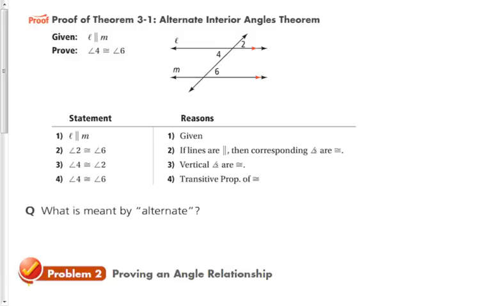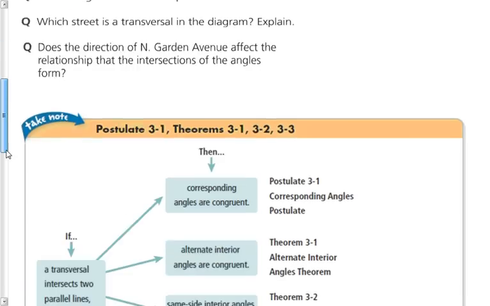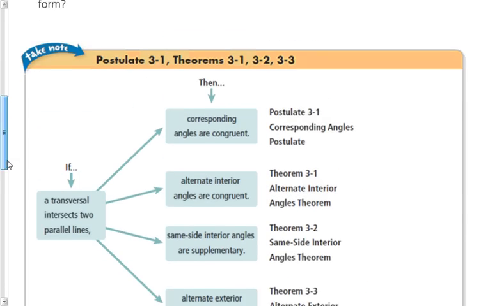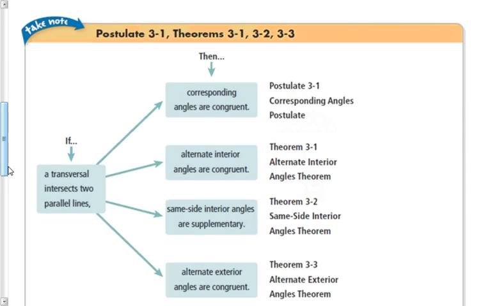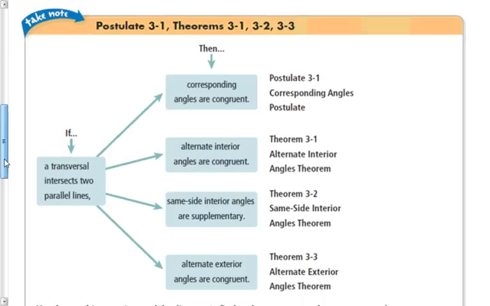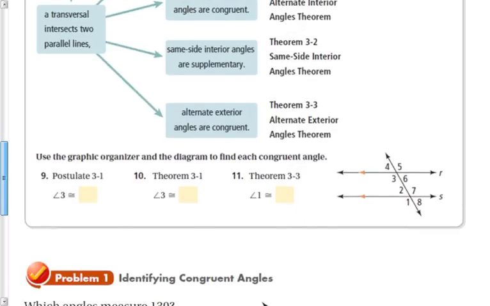All right, some important concepts here. Important postulates and theorems. Check these out. If a transversal intersects two parallel lines, then corresponding angles are congruent. If a transversal intersects two parallel lines, then alternate interior angles are congruent. Same side interior angles are supplementary, and alternate exterior angles are congruent. We learned all that the other day when we were in the computer lab.